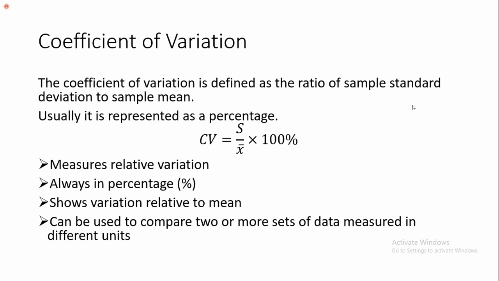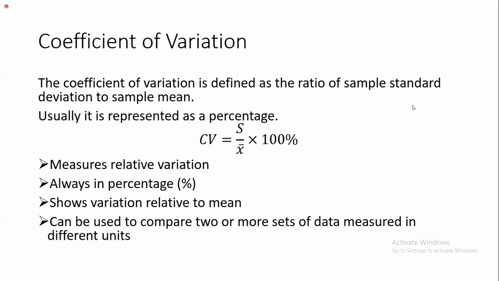Here I have given you a brief introduction about the coefficient of variation. The term is defined as the ratio of sample standard deviation to the sample mean. Usually we find this coefficient of variation for sample data, but there are some cases where we need to find the population coefficient of variation. It depends on the data set we have, but usually we find this coefficient of variation for sample data.